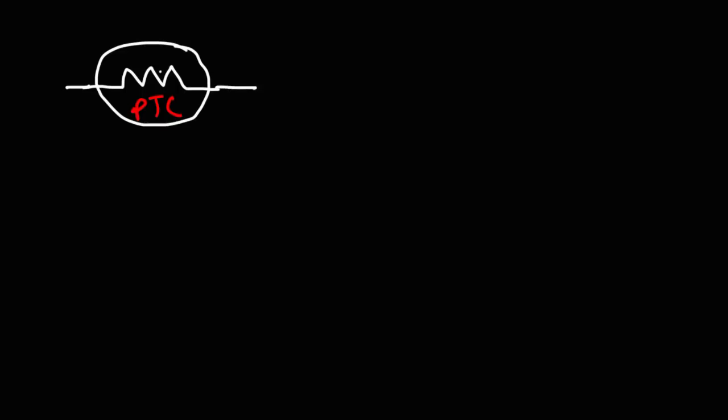So let's talk about the resettable fuse. Here we have a positive temperature coefficient thermistor, and we have a current flowing through it. When the voltage across this resistor goes up, the current goes up.